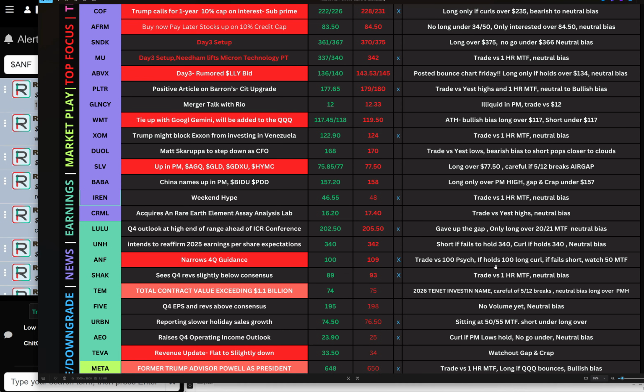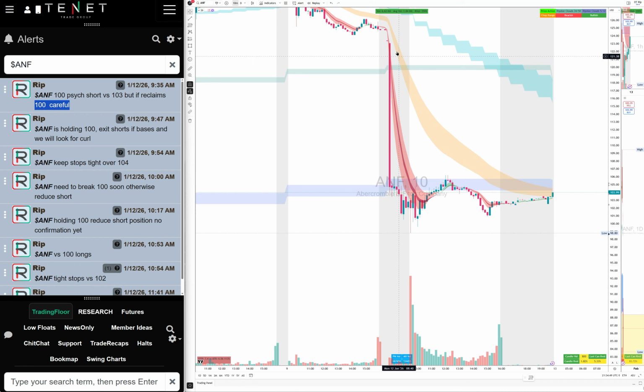If 100 holds, we long it. If 100 fails, we short it. But the problem was it was already down from 124 to 100. When you have such a big move, if it was closer to 100, right up here, it for sure would have worked. But since it had already sold off so much, it got choppy and did not break the pre-market lows. So I told the traders, if it holds 100, exit shorts and keep your stops tight.